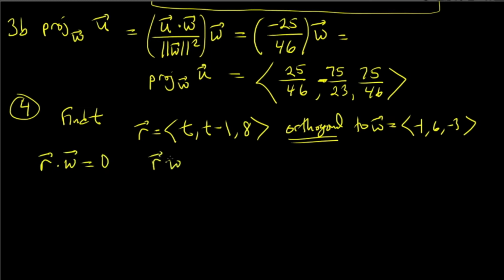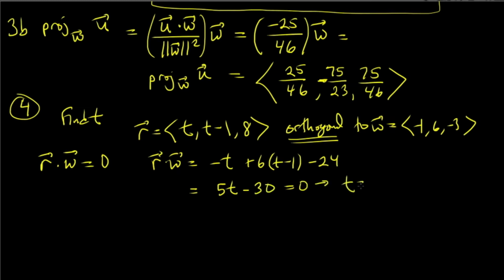What's r dot w? It's going to be negative t, plus 6 times t minus 1, plus 8 times negative 3, which is negative 24. So what are we going to get? 6t minus t is 5t, minus 6 minus 24 is negative 30. So when does that equal 0? When t is 6. So t equals 6. That's the one value of t where these two vectors will be orthogonal.